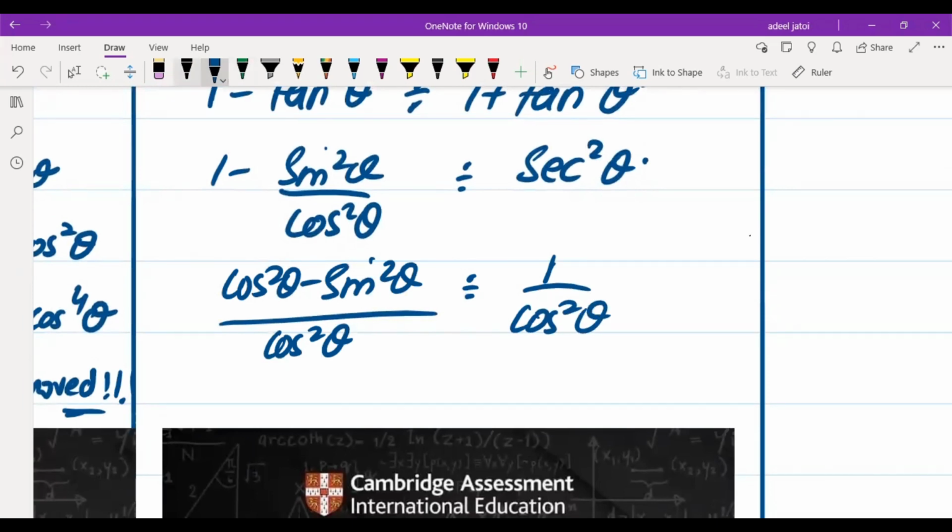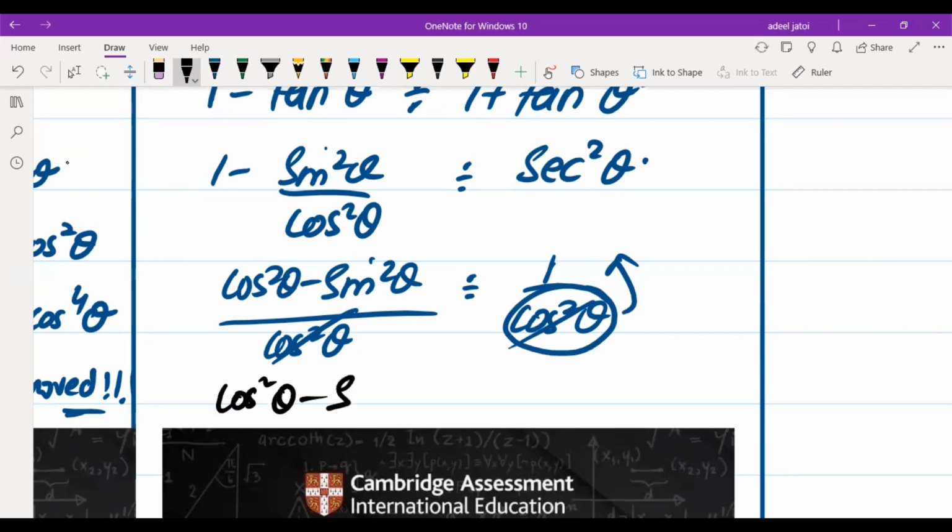If I reciprocal this, cos square theta will go towards the numerator. So cos square theta and cos square theta is cancelled out. So what are you left with? Cos square theta minus sin square theta. So this can be written as cos 2 theta. Hence, this is proved.